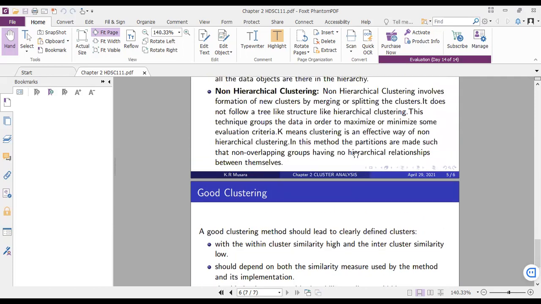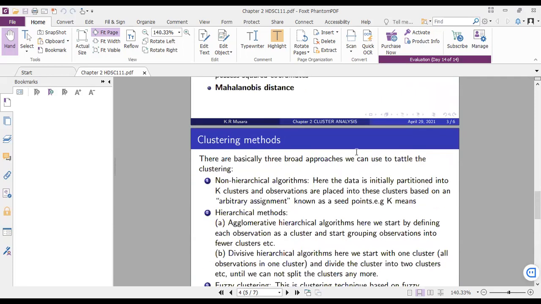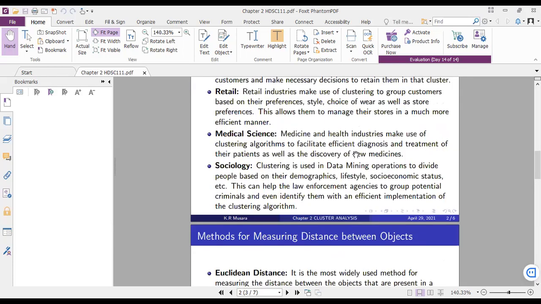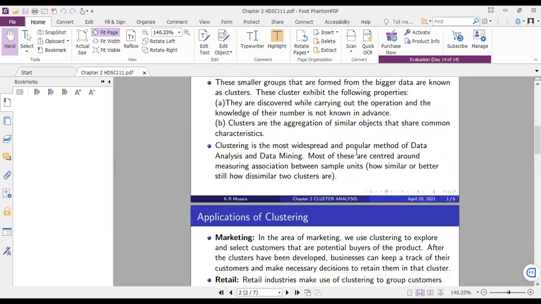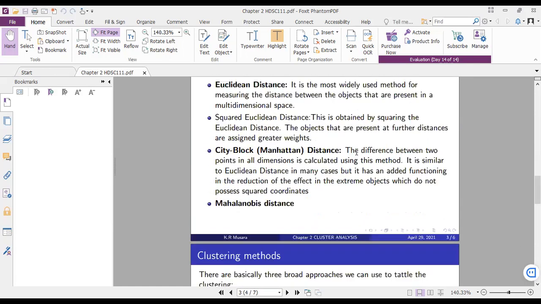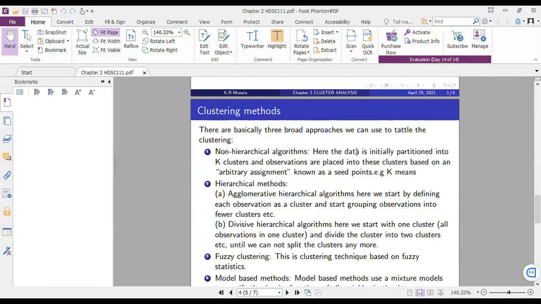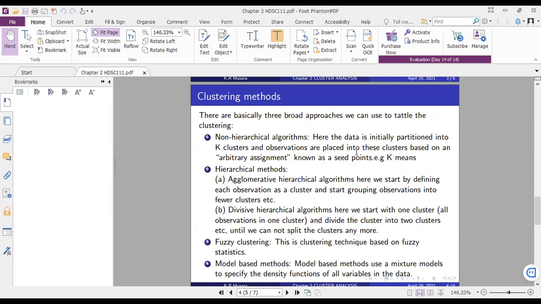Now we have to get deep into these methods of clustering: the hierarchical, non-hierarchical, fuzzy, and model-based. If you're keen, you can find material on clustering online. Start learning, get on YouTube, get on the internet, Google about clustering, and they can give you examples, how you operate them and how you interpret them.